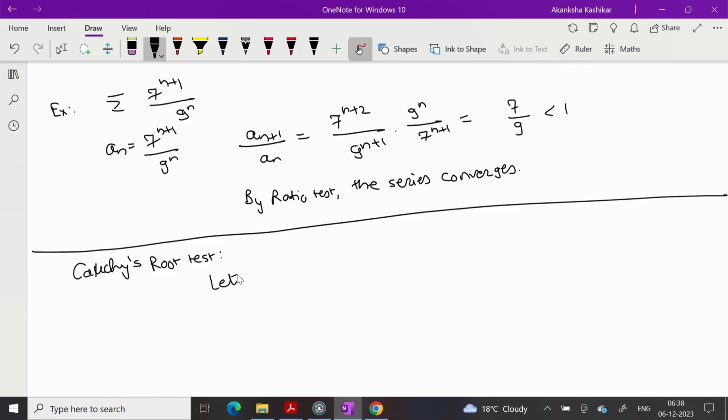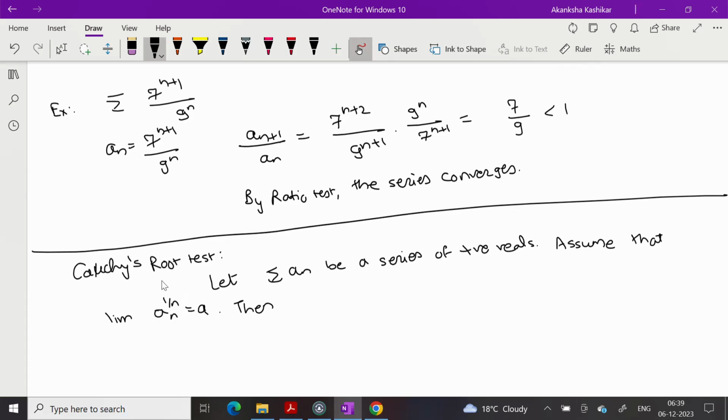So let summation a_n be a series of positive reals. Assume that limit of a_n raised to 1 by n is equal to a. So assume that this sequence converges, a_n raised to 1 by n converges to a. This is the nth root, hence the name root test.